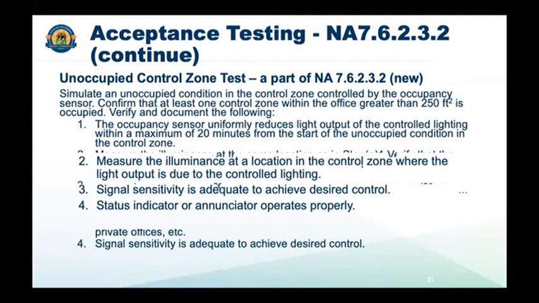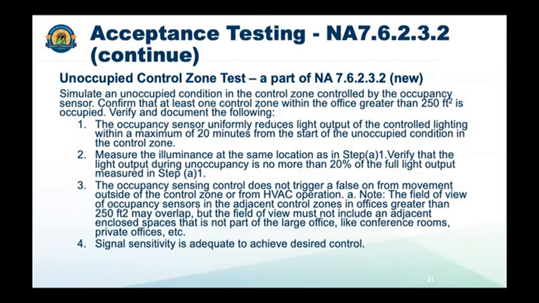The unoccupied control zone test. This is to simulate an unoccupied condition in the control zone controlled by the occupancy sensor. And 2 things to confirm here. Number 1, the occupancy sensors can uniformly reduce lighting output of the control lighting within a maximum of 20 minutes. And then number 2, measure the illuminance. And this measurement should be no more than 20% of the measurement from the occupy test.